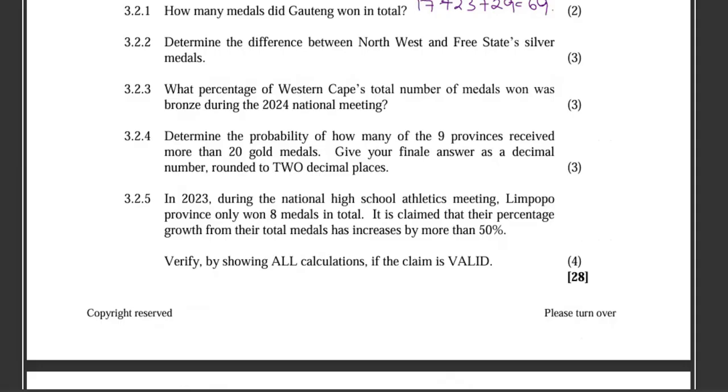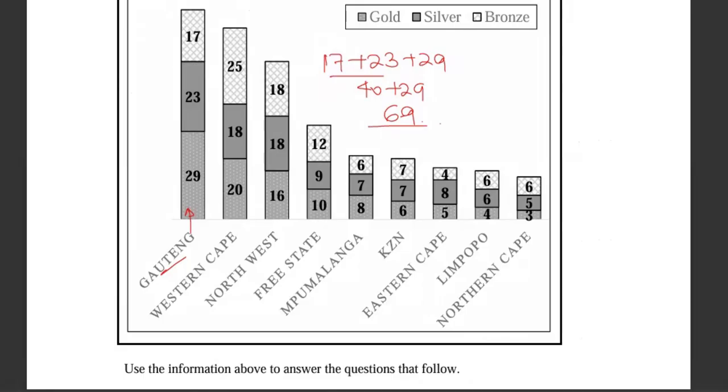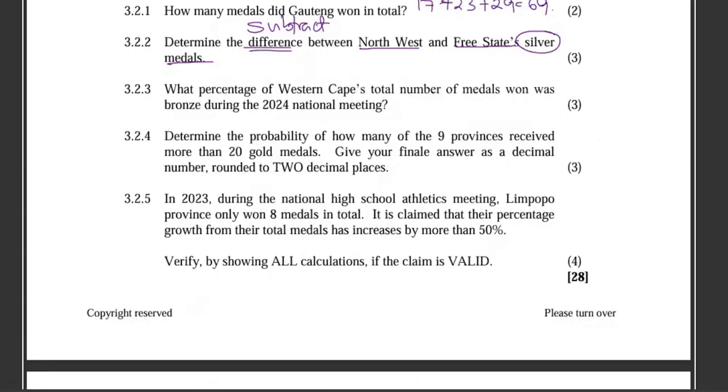Determine the difference between Northwest and Free State silver medals. Difference. What does it mean? That we are going to subtract. So we shall come to the table here, Northwest silver, by the way, which is this middle one, minus this, because this is Free State. So we shall say it's 18 minus 9, which gives us what? 9.